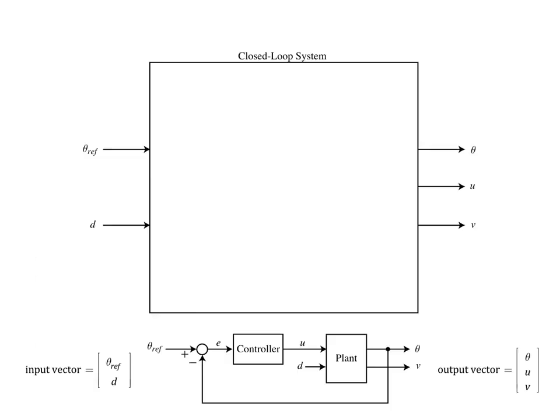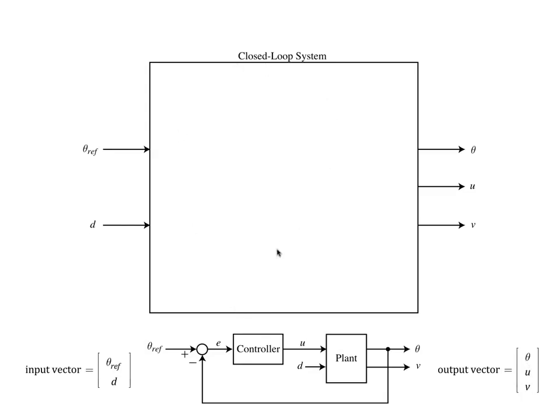We'll move on in this slide to do exactly that. And I want to start off with a conceptual review of what it is we're about to do. We're interested in creating a state model of this closed loop system, and we want that state model to have specific input and output vectors. Namely, for the input vector, we want two elements, the first being theta ref and the second being D. We want the output vector to have three elements. In order, they are theta, U, and V.